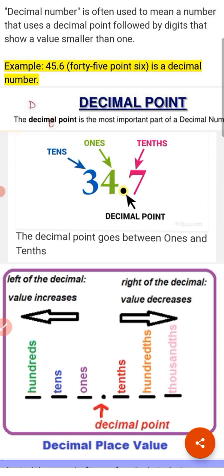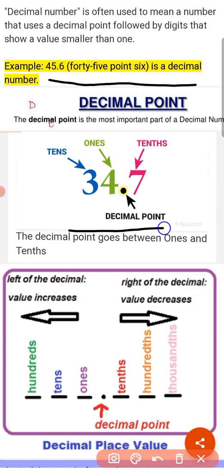Okay, let me explain this. Here in this example, 45.6. This is the decimal point. Read as 0.6. 45.6 is a decimal number. This decimal point is the most important part of a decimal number.